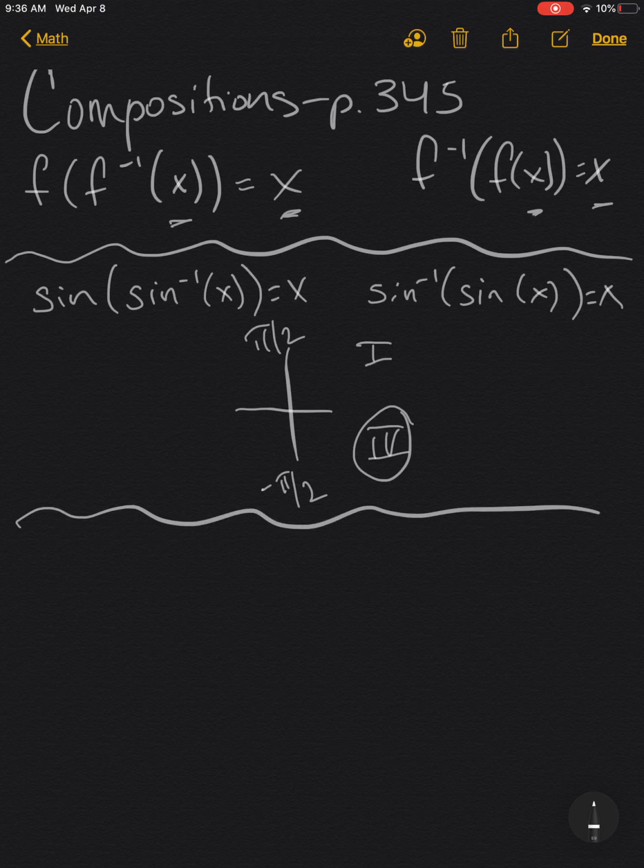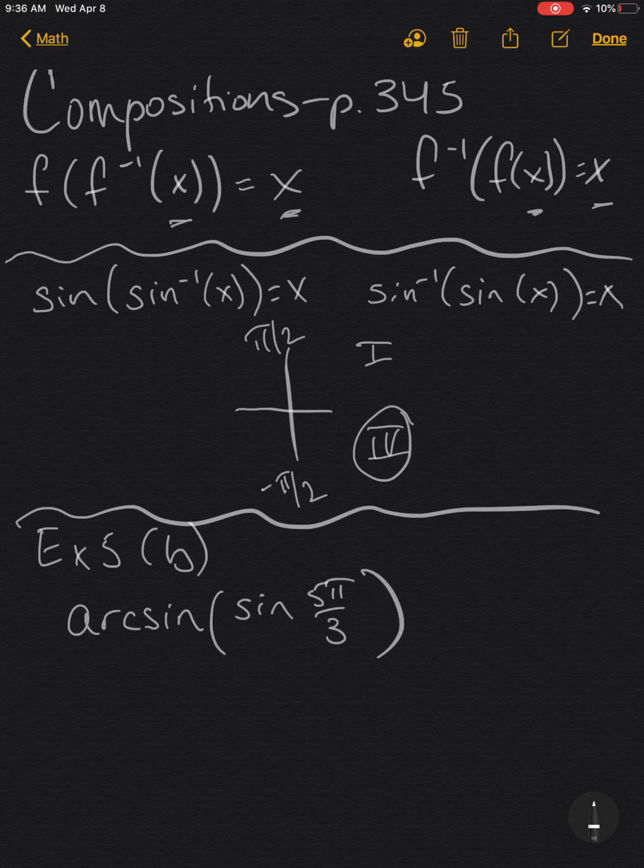So for example, on page 345, you'll see example 5b. Okay, notice it says arcsine of sine of 5 pi over 3. So the property tells us that we have a composition, so the answer should be 5 pi over 3. You will be very wrong if you say the answer is 5 pi over 3. Definitely not it. And again, it's from what I just said. Look at your range values. Negative pi over 2 to pi over 2. This is definitely not a number within that range.